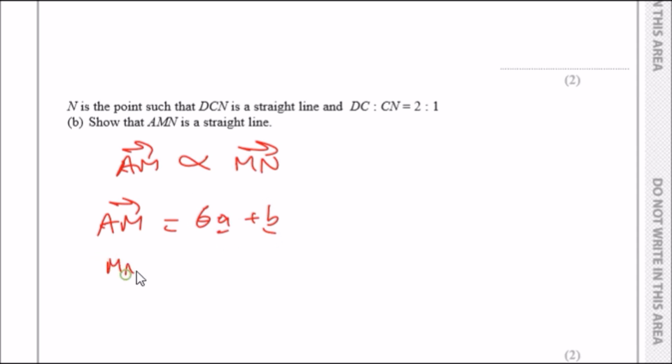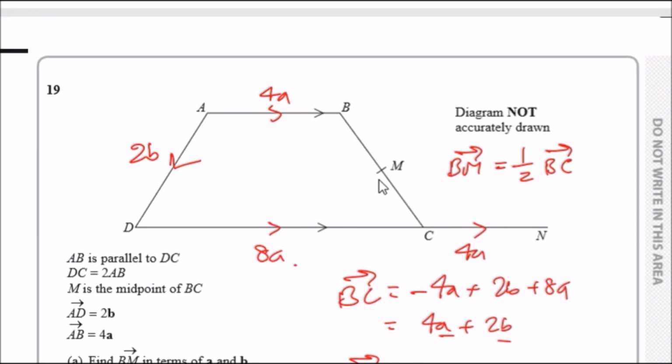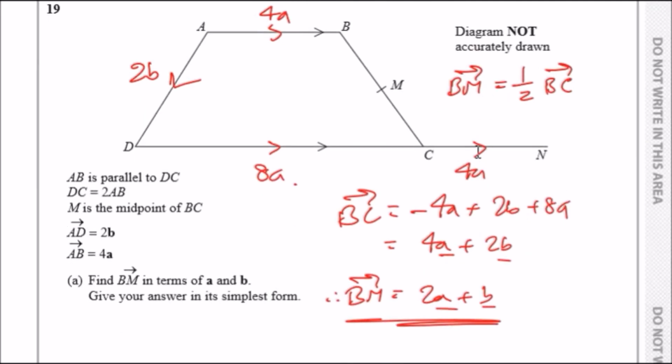Now for MN, what do we have? Let's have a look. Just double check. Yeah, that's cool. So MN. So to go from M to N, well, it's probably easier to go all the way back because we know what BM is. We go back along BM, follow all the way around. Well, actually, you know what? Let's do it that way. So we go from M to B. So this will be the negative quantity. So it'll be minus this quantity, then minus 4a plus 2b plus 8a plus 4a.